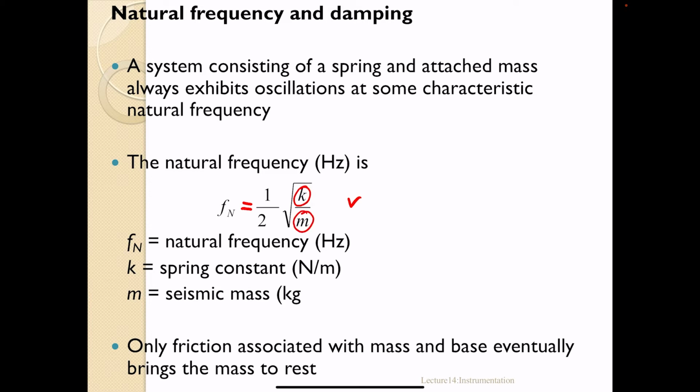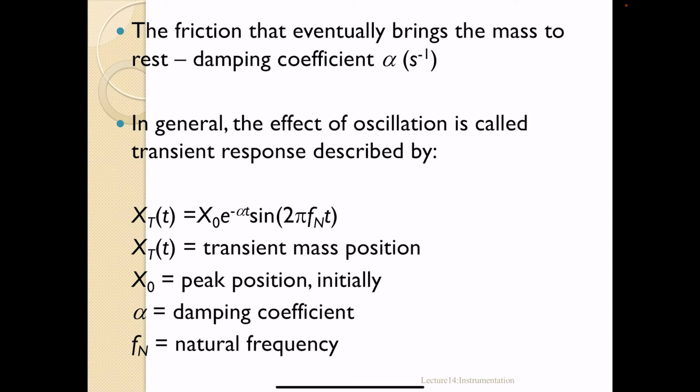The characteristic of natural frequency is that the mass will exhibit oscillations when the frequency is the same as natural frequency. The oscillation occurs and only friction will be able to bring the mass to rest. So the friction is considered as a damping coefficient.